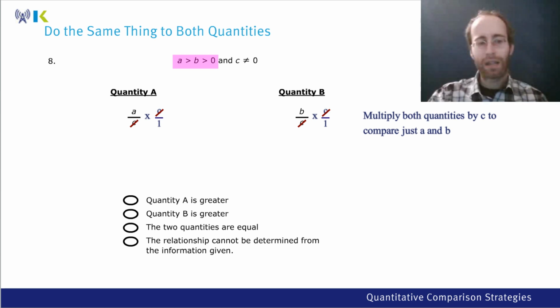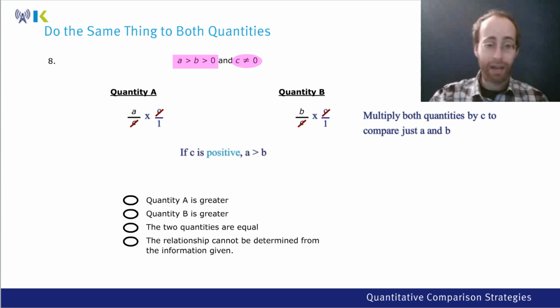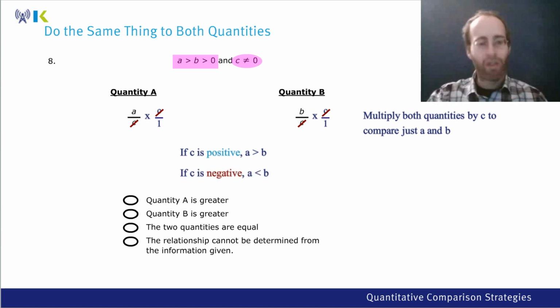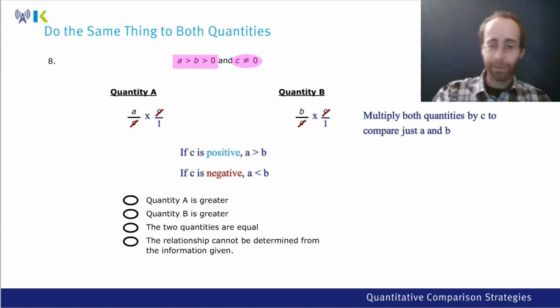The only thing the test makers tell you about c is that it is not equal to 0. So it could be negative. So now let's think about what happens if c is positive and what happens if it's negative. If it's positive, then a is greater than b, like we just said. But if it's negative, then the inequality sign essentially flips. So now what actually happens is that a is less than b.